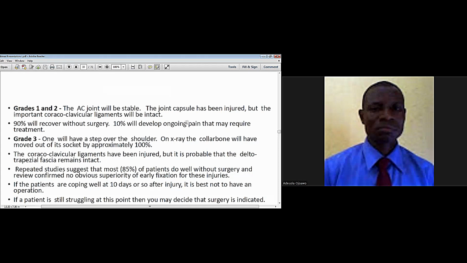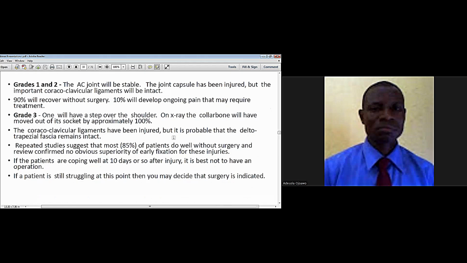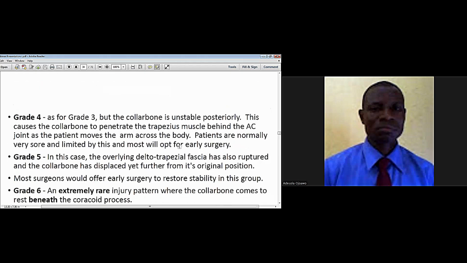If the patient is struggling at this point, then one may decide to go for surgery. Consider where the collarbone is unstable posteriorly, behind the acromioclavicular joint, right? As the patient moves the arm close to the body, the patient is normally very sore and limited by this, and may qualify for early surgery. If not, the shoulder will be down and the patient will be suffering from pain.